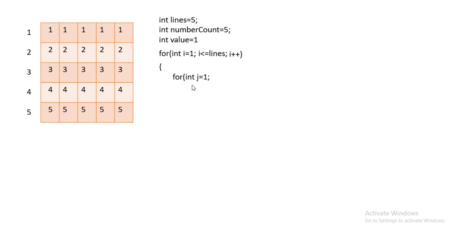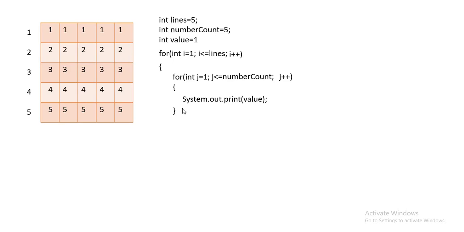Now when we have gone through the lines, we need to manage the numbers. We need to define one for loop to manage the numbers. So the loop is going to start from 1 and it goes up to the number count variable, that is 5. And each time we are going to increment j by 1. Then we need to print a value inside this for loop.